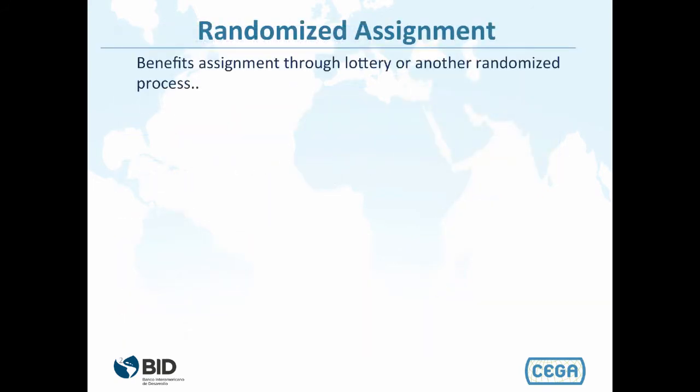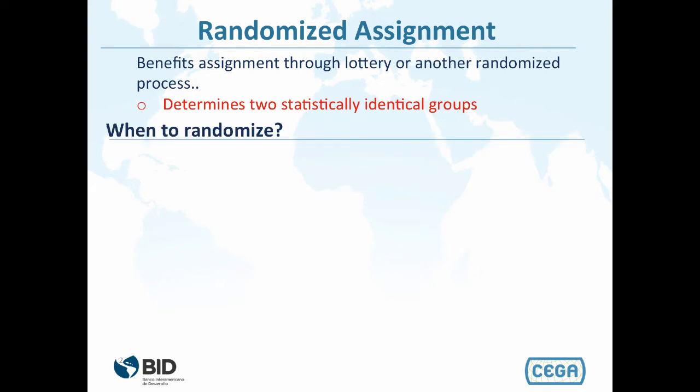Randomized assignment comes through a lottery or some other randomized process, such as flipping a coin, drawing names out of a hat, rolling a die. There are many ways of conducting a randomization. What the randomization does for us is it determines two statistically identical groups. We talked about that last time in the sense that the sample means of those two groups are both unbiased estimators of the population from which those two groups were drawn.